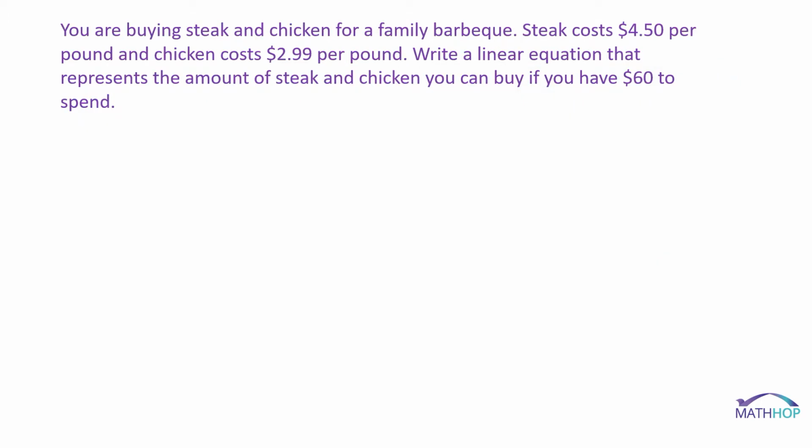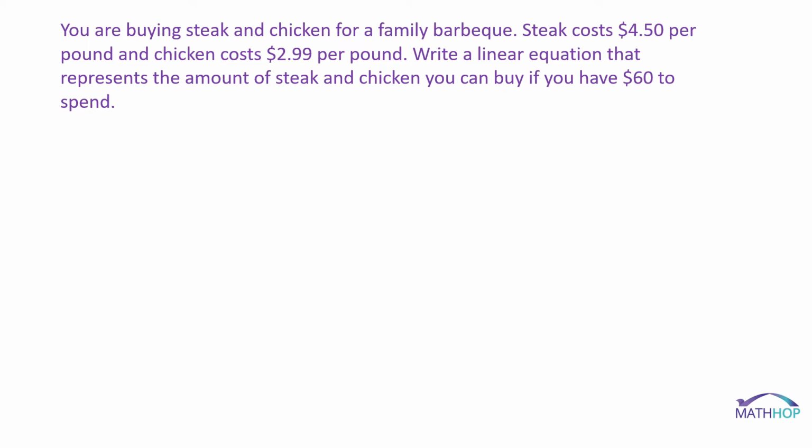All right, you knew we'd have a word problem. So here it is. You're buying steak and chicken for a family barbecue. Steak costs $4.50 per pound. Chicken costs $2.99 per pound. We're going to write a linear equation that represents how much steak and chicken we can buy if we have exactly $60 to spend on chicken and steak.